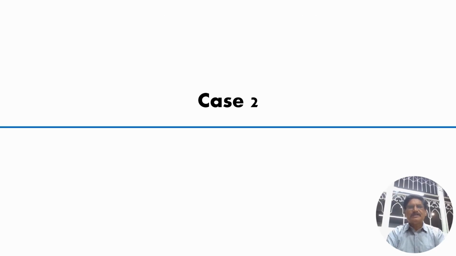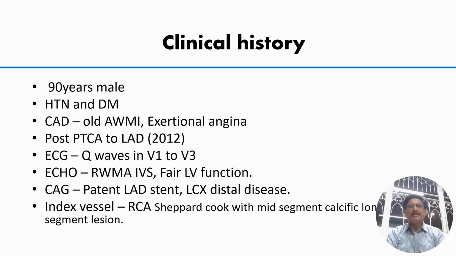Then case 2 is a 90-year-old nonagenarian patient with hypertension and diabetes having an old anterior MI with exertional angina, who had undergone angioplasty to LAD, with Q waves in V1 to V3, and echo showing wall motion abnormalities of the interventricular septum with fair LV function. Angio is showing a patent LAD stent with circumflex distal disease. Now the patient came with angina, with RCA showing a Shepherd's crook curve with a mid-segment calcific lesion, tantamount calcium is there.